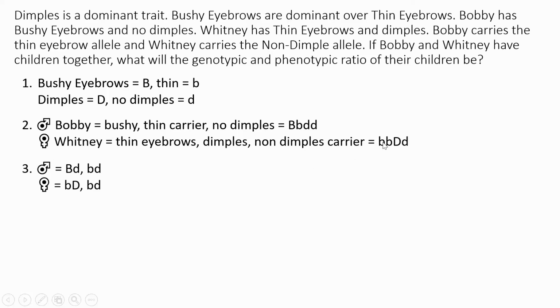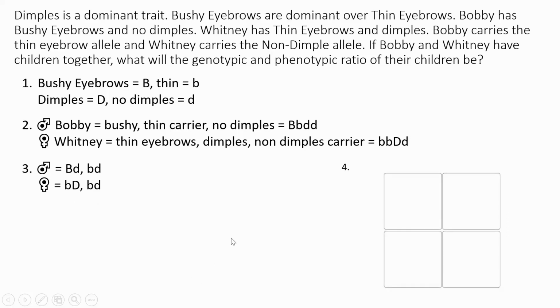Whitney, similarly, she only has little b's, so only has the thin eyebrow alleles. So then she can have her little b and pair it up with either a dominant allele for dimples or a recessive. So she has these two possible genotypes. With these genotypes in mind, we can just make a Punnett square like normal.